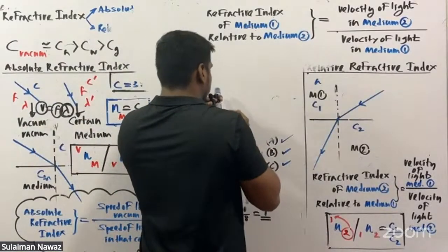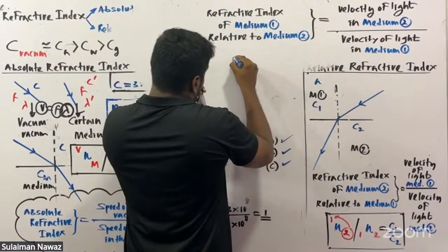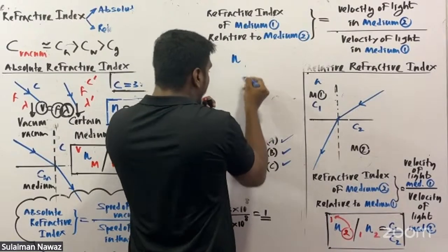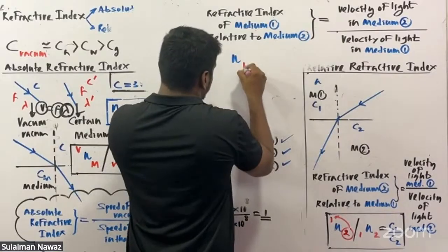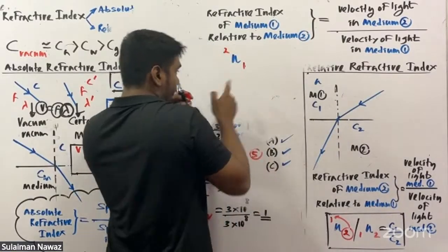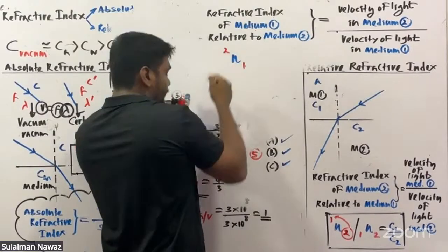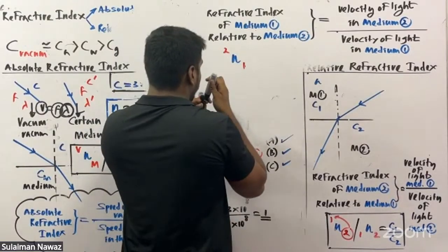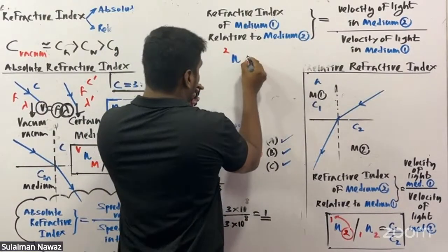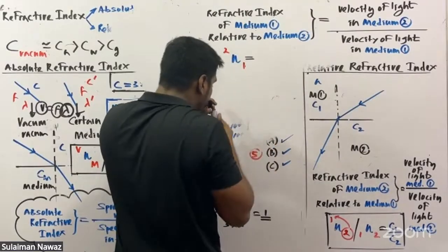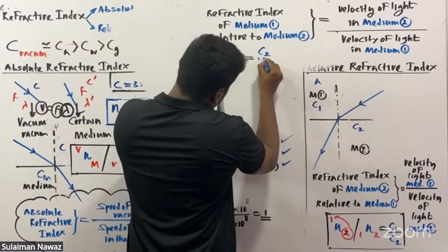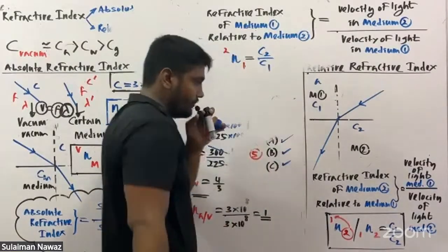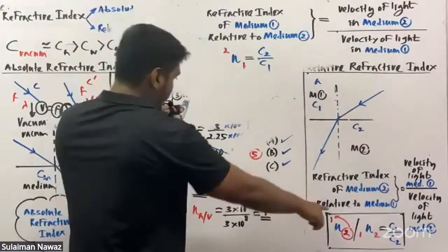See, refractive index of medium 1 relative to medium 2 must be equal to what? Top is 2, bottom is 1. Speed of light in medium 2 over speed of light in medium 1. That's it. Nice story. Now you can do that story also.